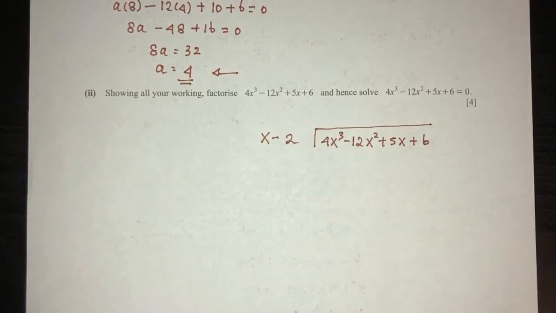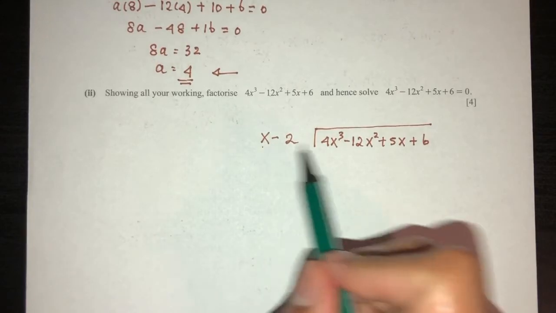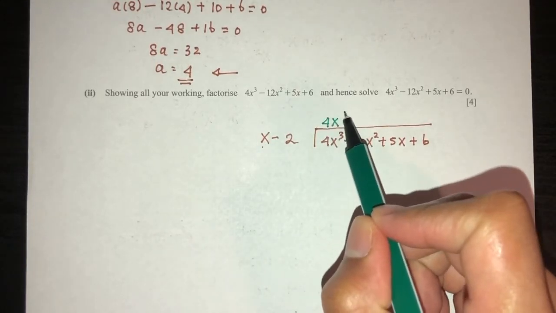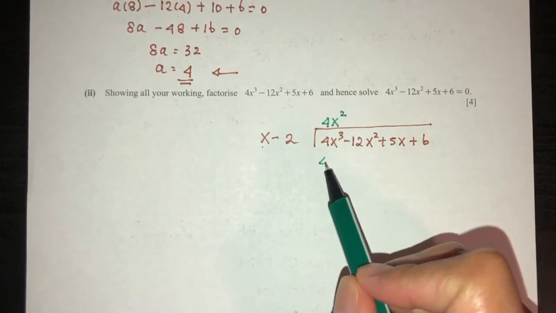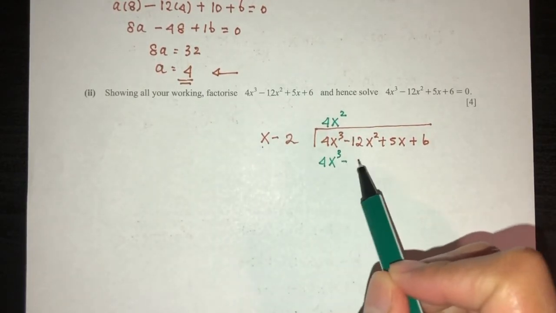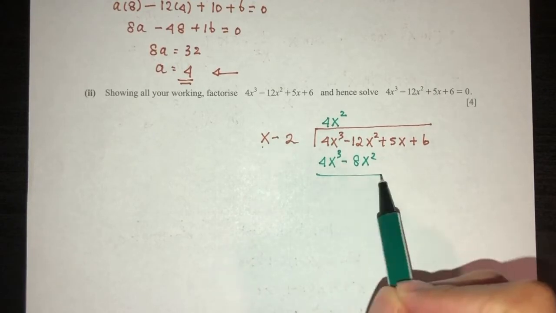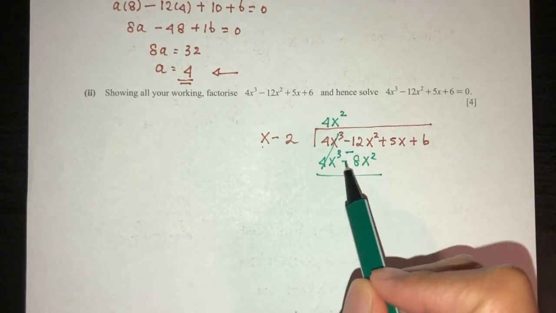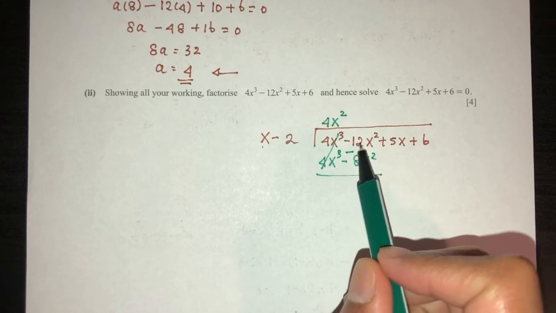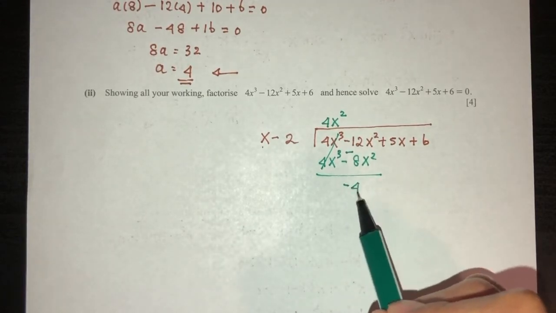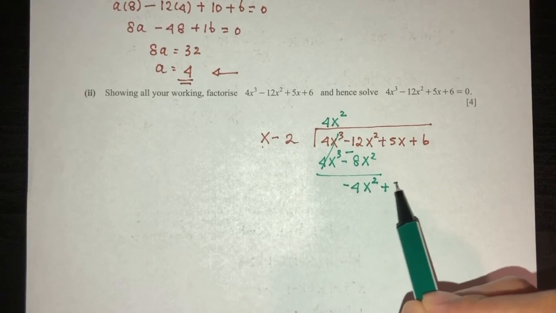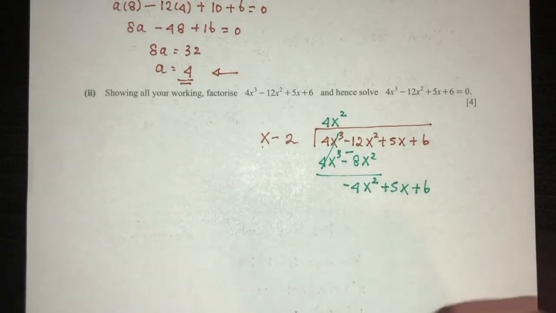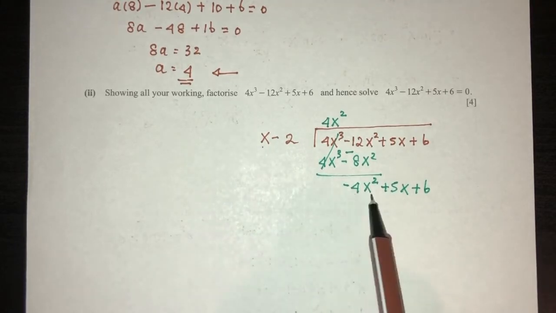So first question is, how can you make x become 4x cubed? You have to multiply by 4x squared. That will become 4x cubed minus 8x squared. So we have to subtract, minus minus, so this one cancels out. Now minus 12 minus minus is plus, so minus 12 plus 8, that should be minus 4x squared, plus 5x plus 6. So now, how can you make x become minus 4x squared?